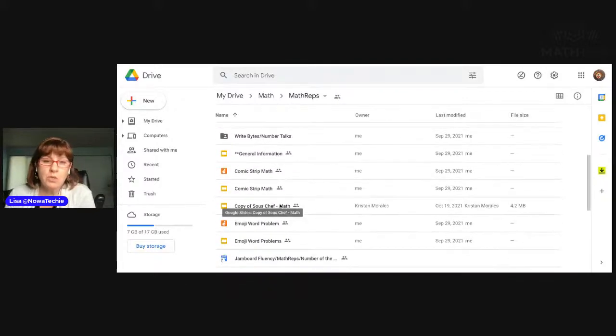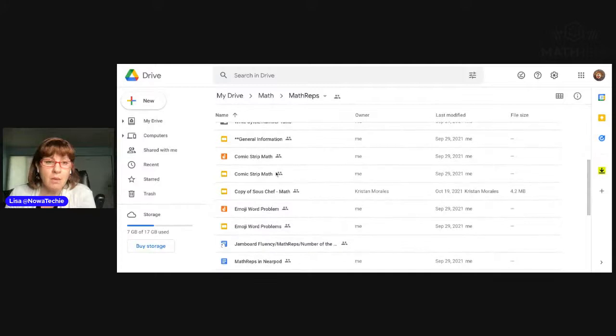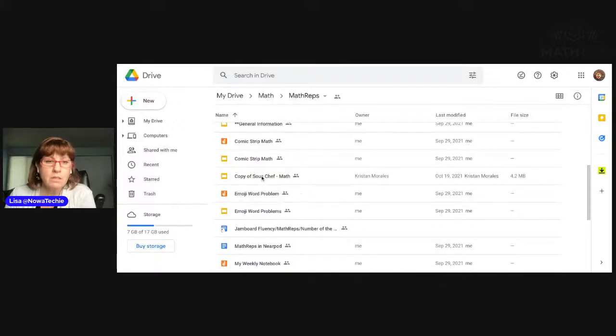So there's sous chef, let's see, comic strip math. Oh, Kristen did something with the sous chef. Oh, copy of sous chef. Let's see what she put in there. This is exciting. I'm here for this. Okay, well, that's loading up. Yes, this is sous chef. So if you're familiar with Iron Chef, you'll take this, and this is for math. It's a sous chef. We can talk more about that at another time.